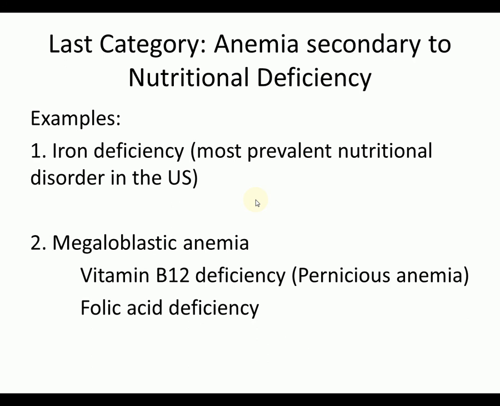Last category of anemia: secondary to nutritional deficiency. Examples are iron deficiency anemia, which is the most prevalent nutritional disorder in the United States, and then megaloblastic anemia, or vitamin B12 deficiency, also called pernicious anemia, and folic acid deficiency. Okay, iron deficiency anemia is caused by any number of factors that decrease the supply of iron, impair its absorption, increase the body's need for iron, or affect the synthesis of hemoglobin.